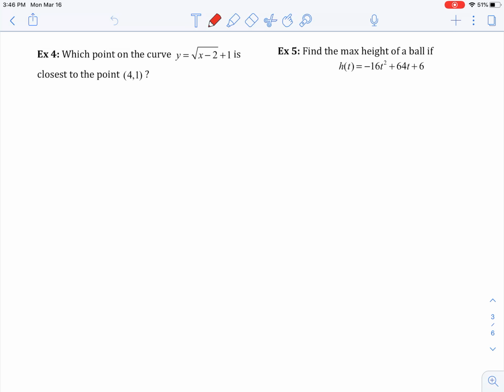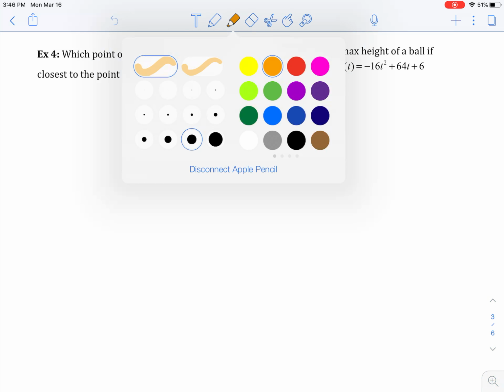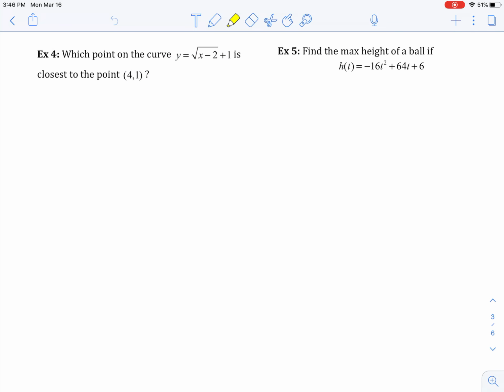Okay, so moving on with our notes for 4.5 on max-min problems, we're going to look at number 4. We want to know which point on the curve of y equals the square root of x minus 2 plus 1 is closest to the point (4, 1). So again, we talked about if you hear the word maximum, minimum, smallest, largest, closest, that's kind of a clue that you want to be focusing on the vertex of your quadratics, that (h, k), that highest or lowest point on your quadratic.